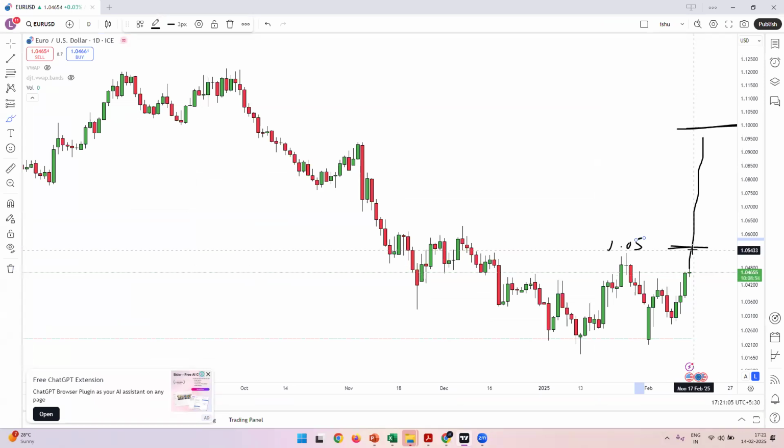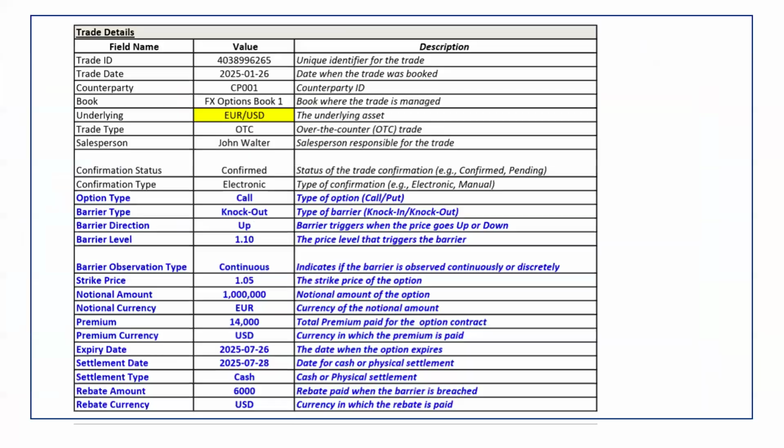That means if I enter into the contract today, I have the right to take the euro from the counterparty at 1.05 even after the price going to 1.09. That means I'm locking in the price at 1.05. So usually we put conditions stating: notional amount 1 million euro, we will pay 14,000 USD, the strike rate is 1.05, and the barrier level is 1.10.